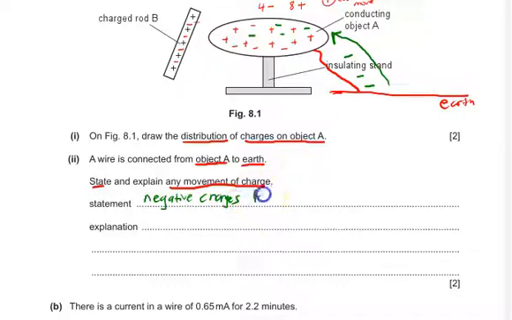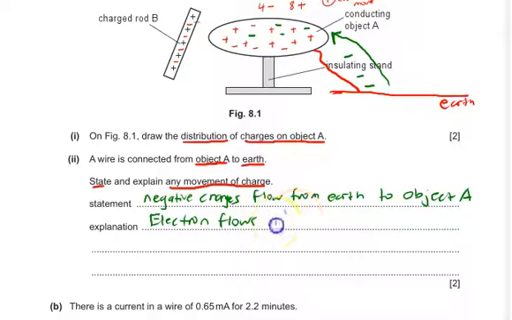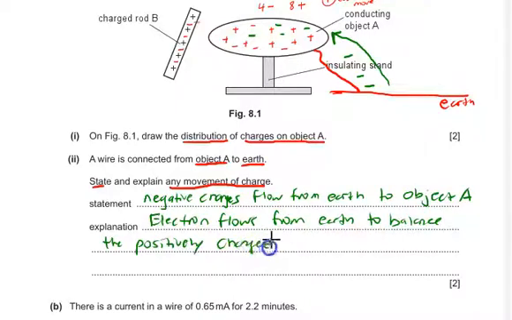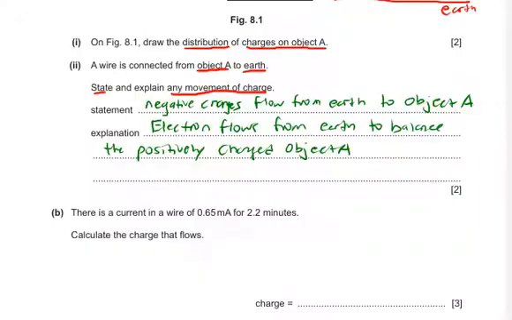So negative charges flow from earth to object A. So your explanation: electrons flow from earth to balance out the positively charged object A. Okay, so this is your explanation for this statement. Now we can move on with the next question.